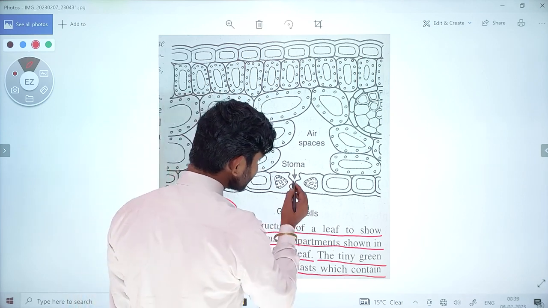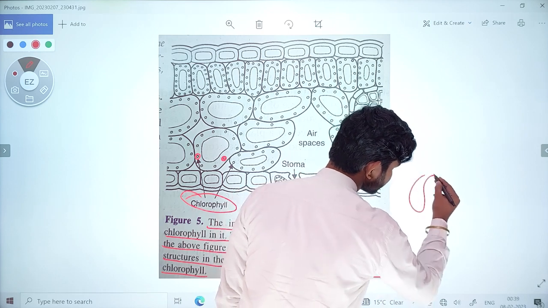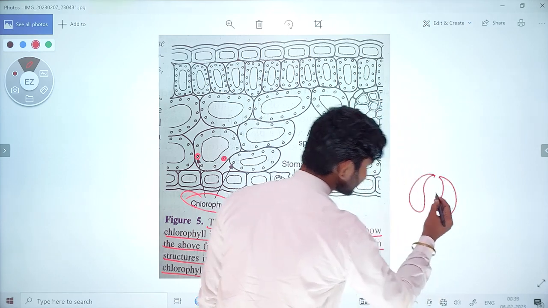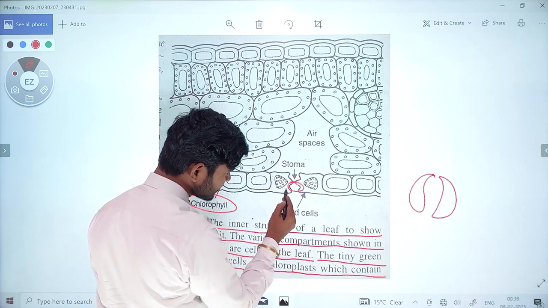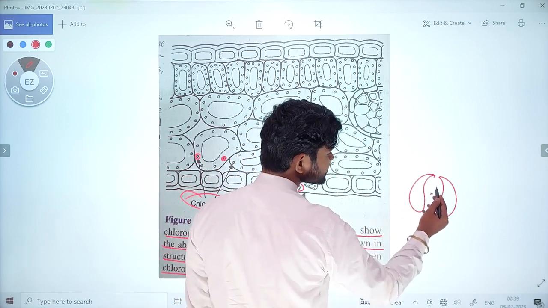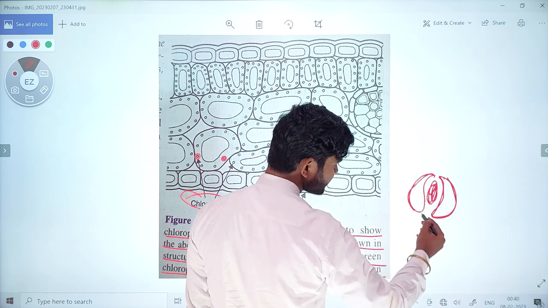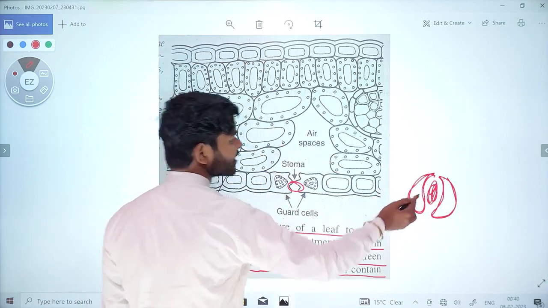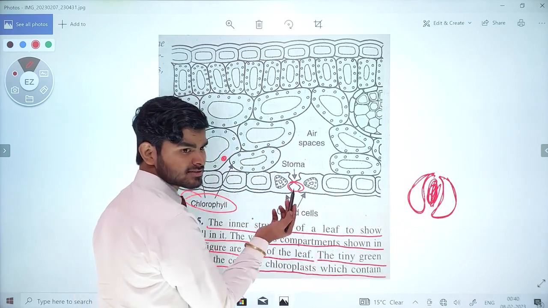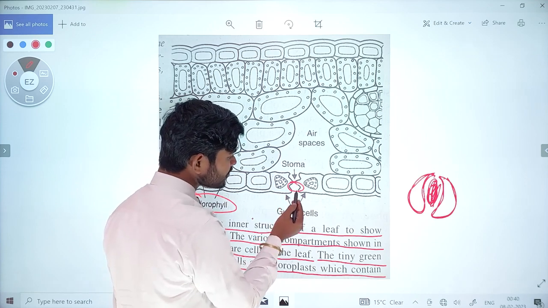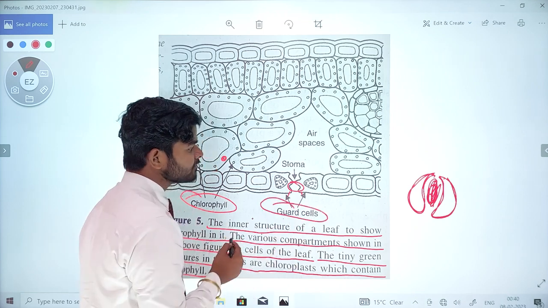So here, this is the stomata. The structure is just like this. Only consider this figure. This is the stomata, and this is one guard cell, and this is another guard cell. That is one pair of guard cells, and this is the stomatal pore. Similarly, here is the same thing. This is the stomatal pore, this is the first guard cell, and this is the second guard cell. This is the stoma.